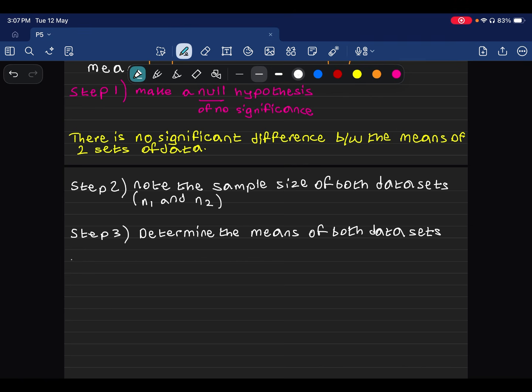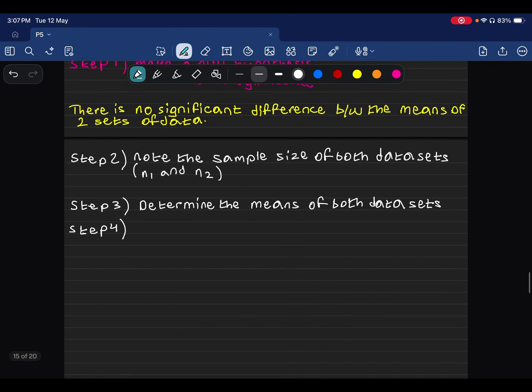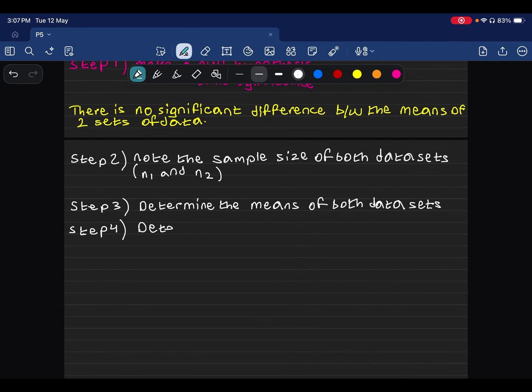Right, then what's step number 4? Now, in the exam, you will not really be asked to do this step 4, but it's a good thing if you know it, which is to determine the standard deviation of both data sets. Let me write the full form here, in fact.